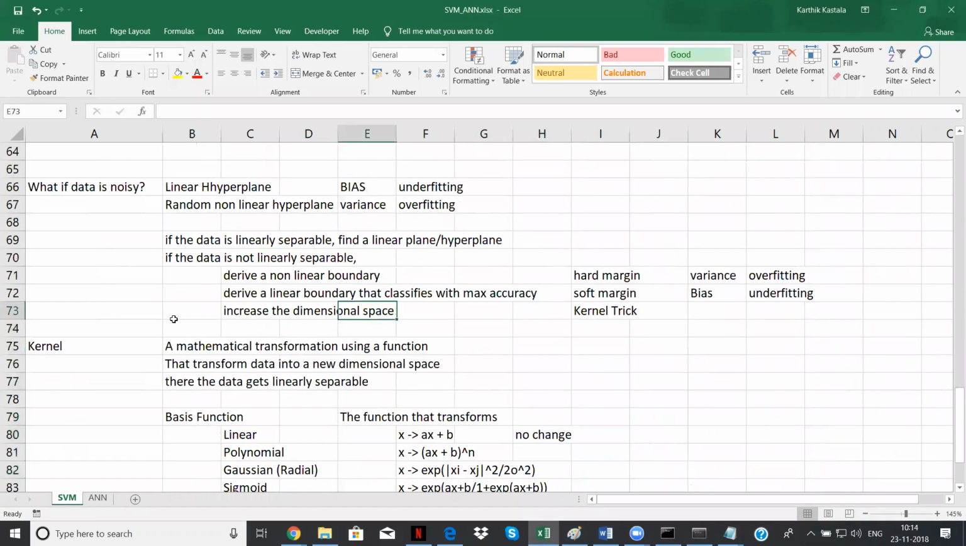Right? So if the data is not linearly separable, increase the dimensional space. You will now have something called the kernel trick. Clear? And a kernel is nothing but a mathematical transformation which uses a certain function. This transformation transforms the data into a new dimensional space. This entirely transforms the data into a new dimension. That is what is meant by kernel.